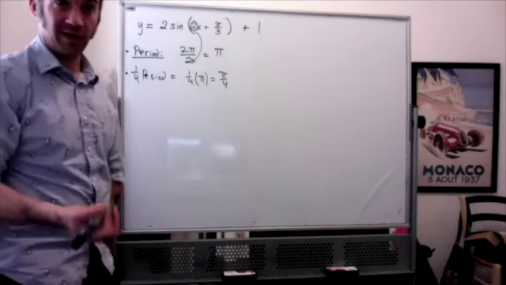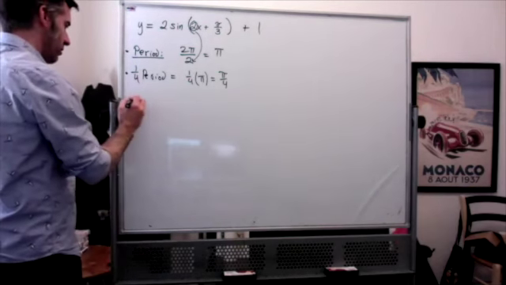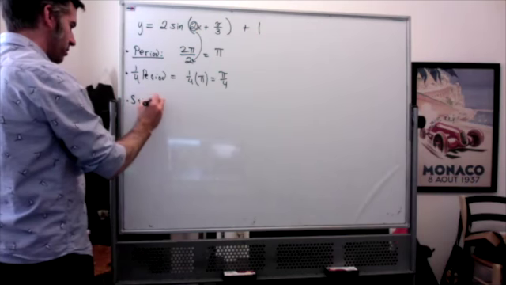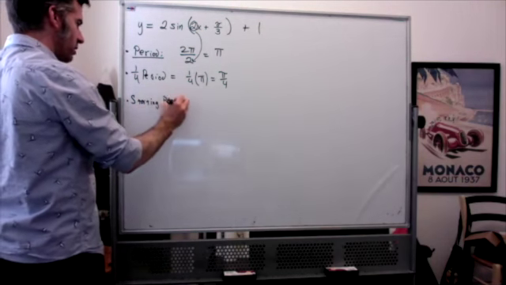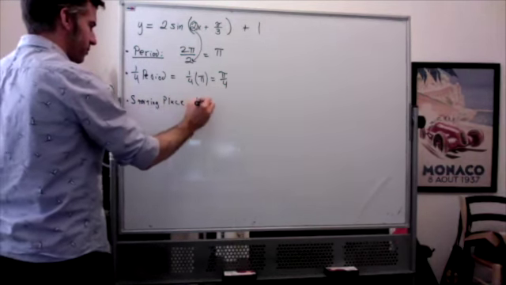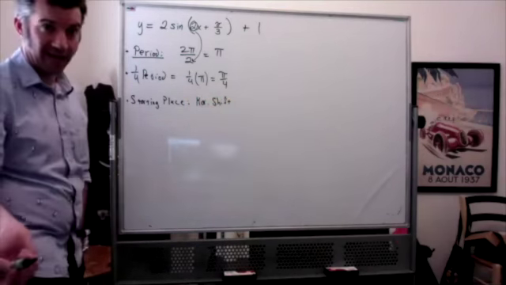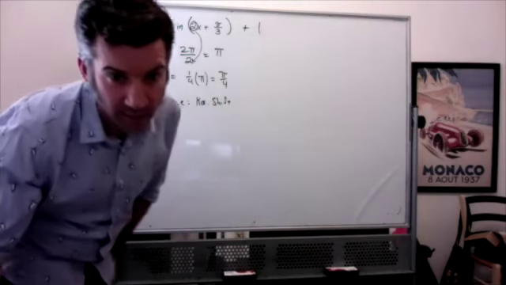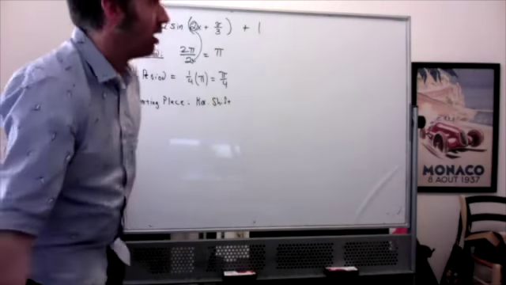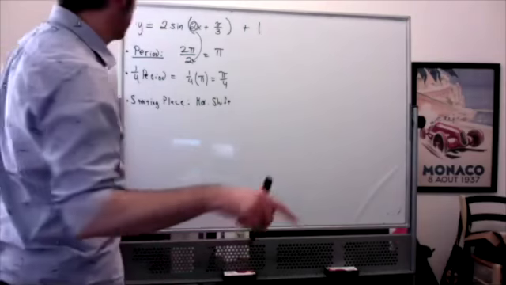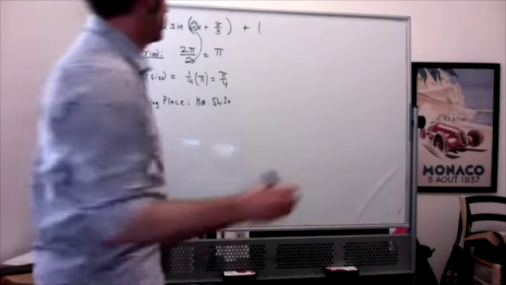Important x values. Okay, we need to find the starting place. The starting place is your horizontal shift, which I think is easiest to find. That's a good question, Jesus. So let me answer that. So here's why.